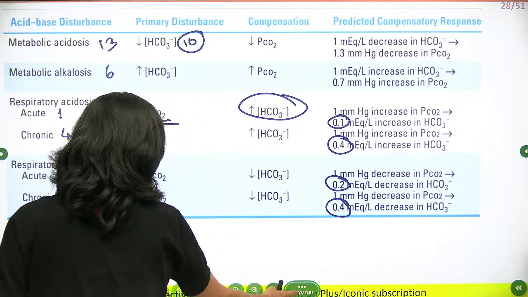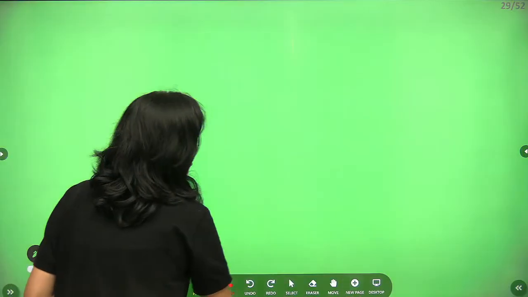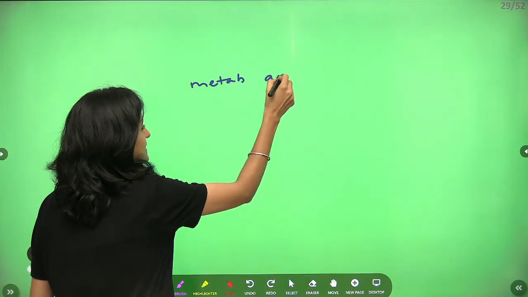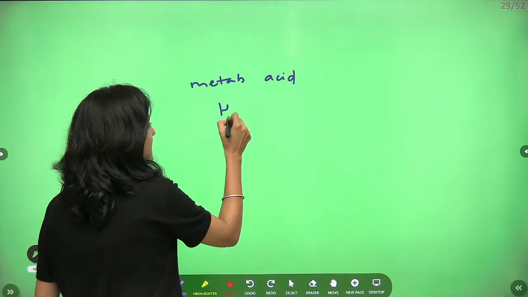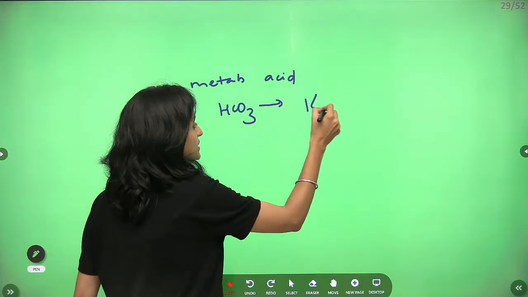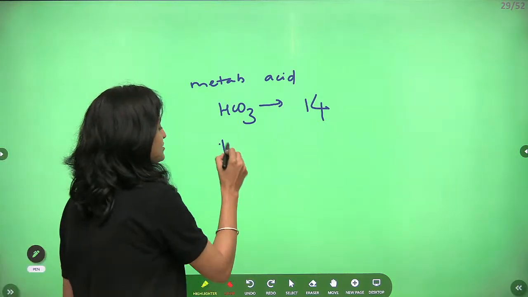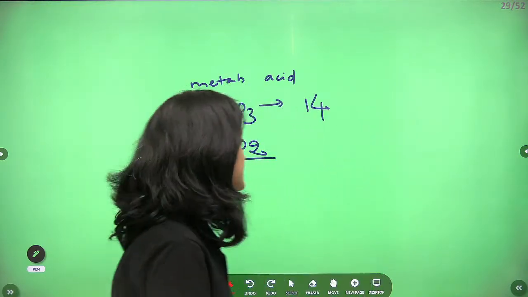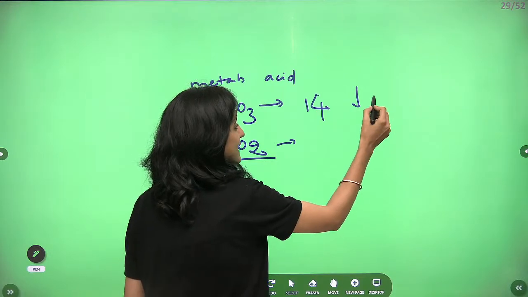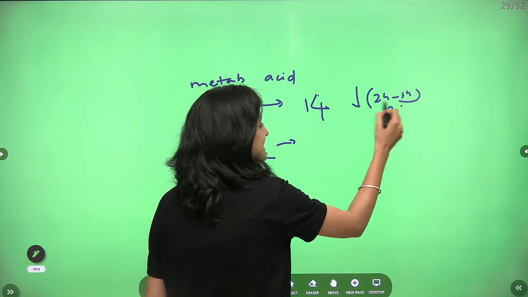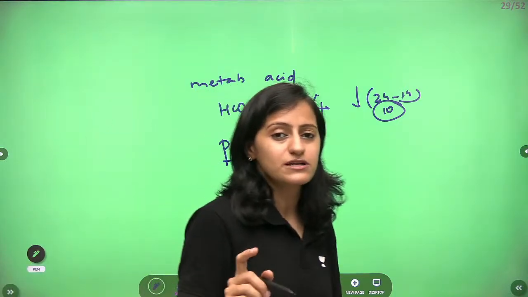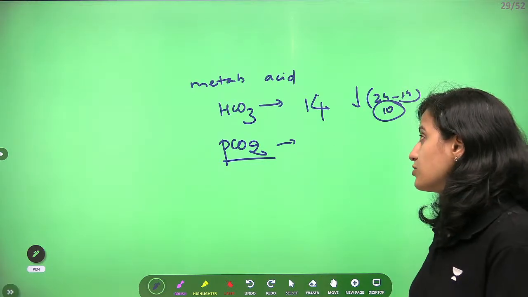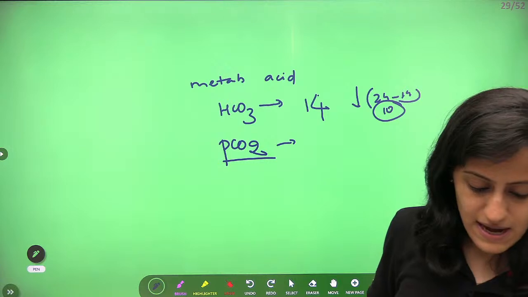So basically, what kind of question do we have here? Suppose if I tell you that there is a patient with metabolic acidosis. Bicarbonate has basically become 14. Okay, bicarbonate is 14. How much should be the PCO2 according to the values that we read? For full compensation, how much should be the PCO2? So the bicarbonate has decreased by 10, 24 minus 14. That is ye 10 se kam ho gaya. So PCO2 ki value kitni honi chahiye to call it fully compensated? What will be the answer to this?